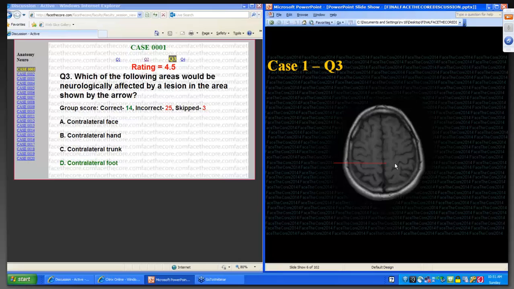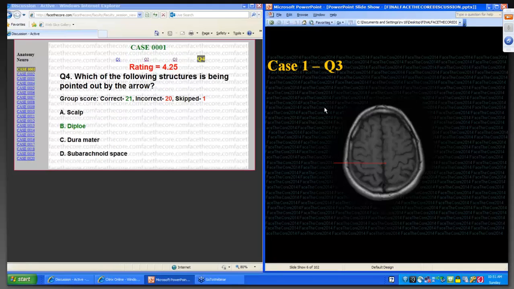So this area is the medial portion of the motor strip, also known as the paracentral lobule. So if you had a lesion here, you would be affecting the contralateral foot. So that's kind of an important concept to remind ourselves.